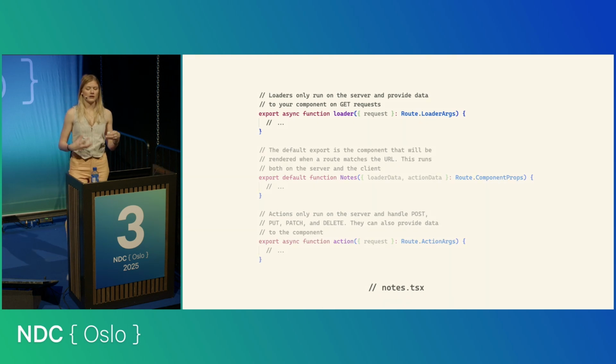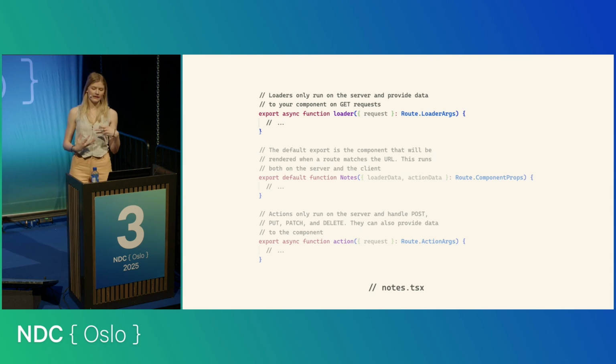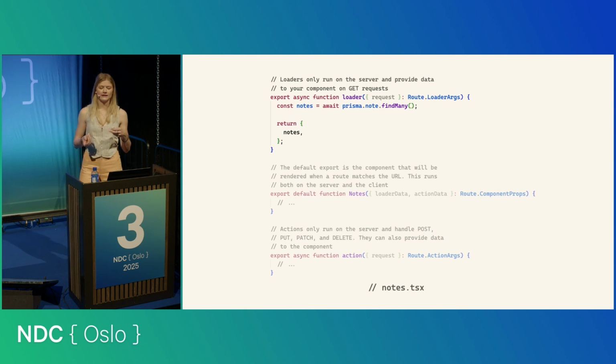Route files can export a loader function that provides data to the route component on GET requests. So when the user navigates to a matching route, the data is first loaded and then the page is rendered. And these loaders only run on the server. Since loaders only run on the server, we can, in this nodes.tsx route module, simply query the database through an ORM here, find many nodes, and return them.